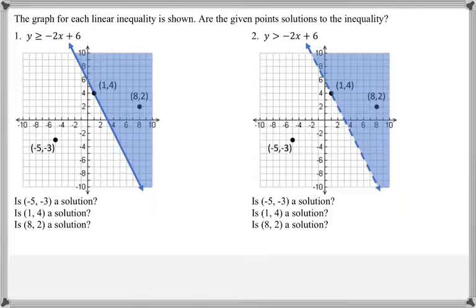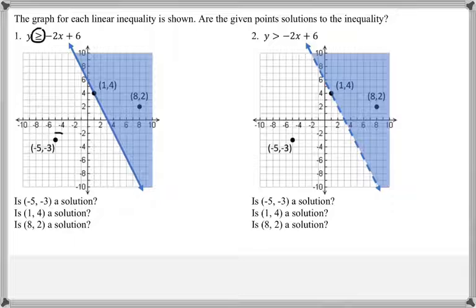The graph for each linear inequality is shown. Are the given points solutions to the inequality? So we have the inequality y is greater than or equal to negative 2x plus 6 graphed here, and because it was greater than or equal to, it is a solid line and it's shaded above. So any point that is in the shaded region or on the line is a solution.